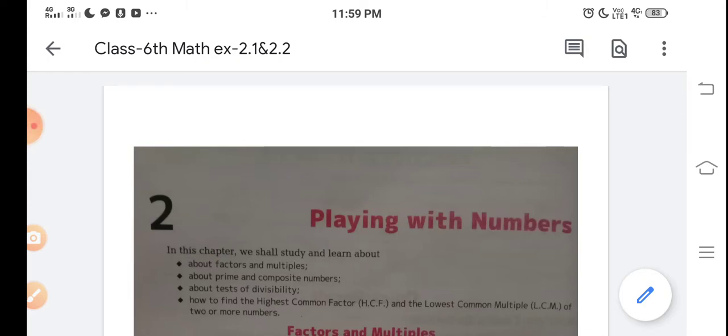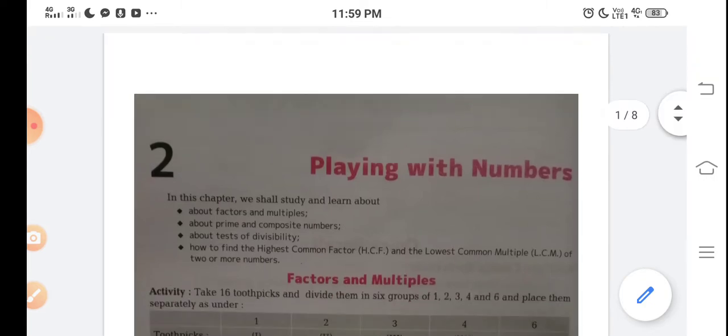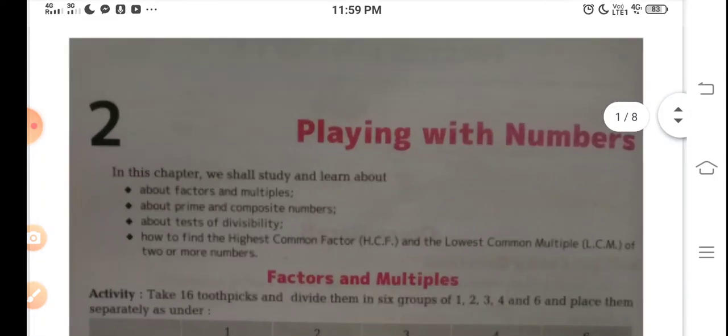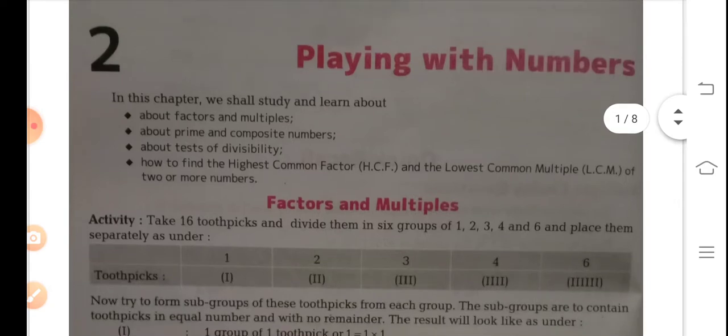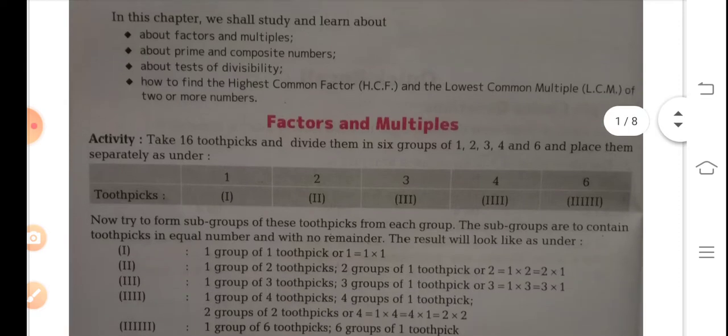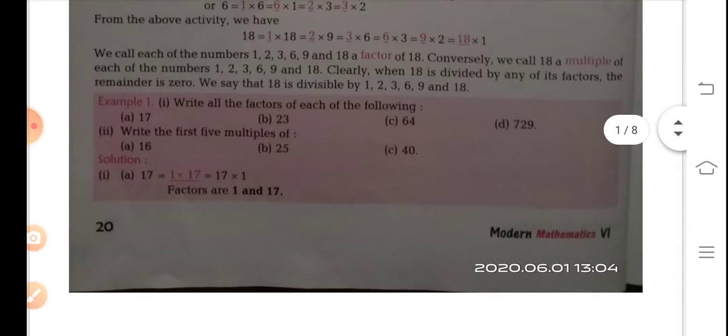And today I'm going to teach you Class 6 Math Exercise 2, and that chapter name is Playing with Numbers. My dear students, we have read in that chapter about factors and multiples, about prime and composite numbers, and about tests of divisibility, HCF and LCM also. So let us start our class.